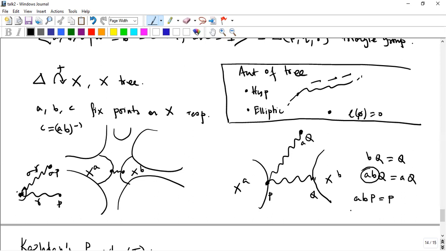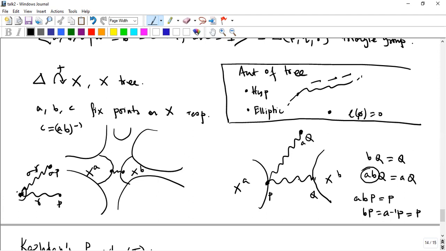Okay, but this cannot be right? Why is this not right? One sec. Yeah. So then you multiply by A inverse both sides. BP equal to A inverse P. But P is fixed by A, so P also has to be fixed by A inverse. Okay. This is P. So P is fixed by B. So therefore P is in XB.